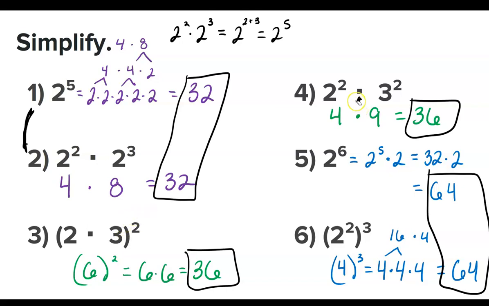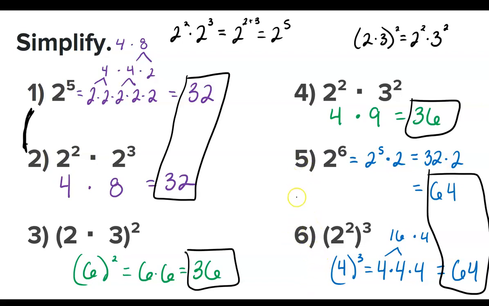So what we learned is that if we have 2 times 3 to the power of 2, that's the same as 2 squared times 3 squared. Again, that only works when you have the terms inside the parentheses being either multiplied or divided. Addition or subtraction does not work for this property.